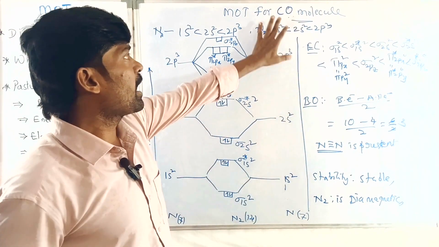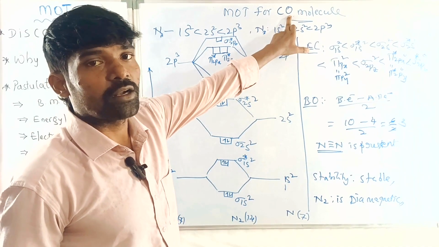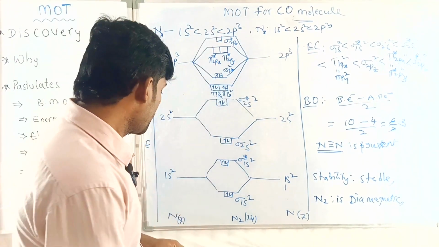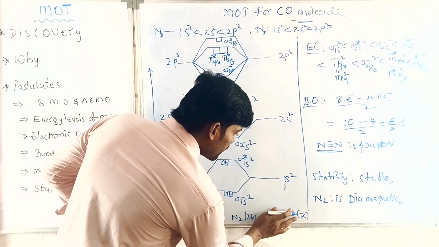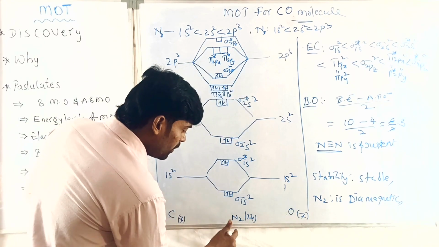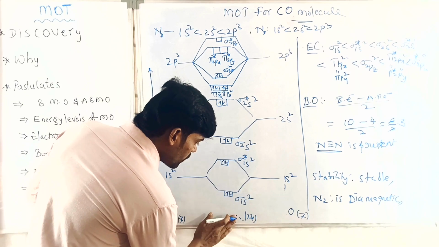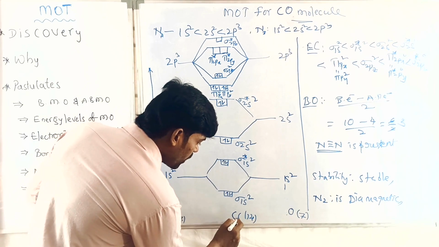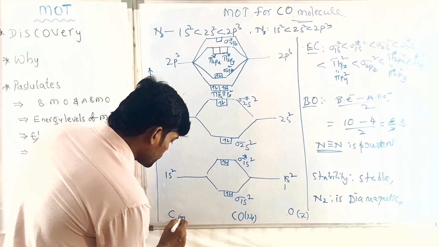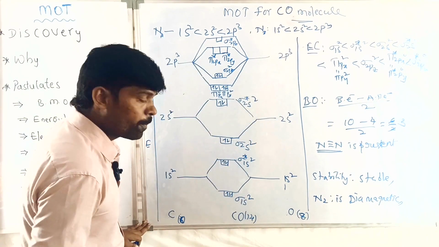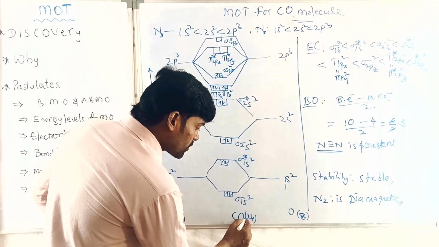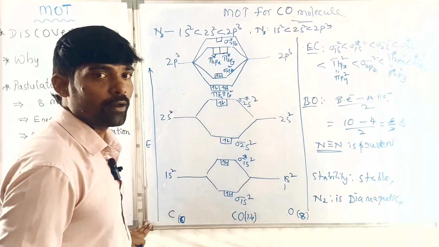CO. Carbon is one atom, oxygen is another atom. Let's check in the same manner. Here carbon, here oxygen. So here this is the CO molecule. Carbon atom has 6 electrons, oxygen atom has 8 electrons. So 6 plus 8, 14 electrons. Total number of electrons is 14.